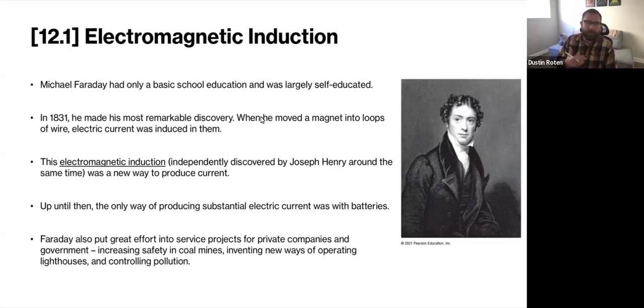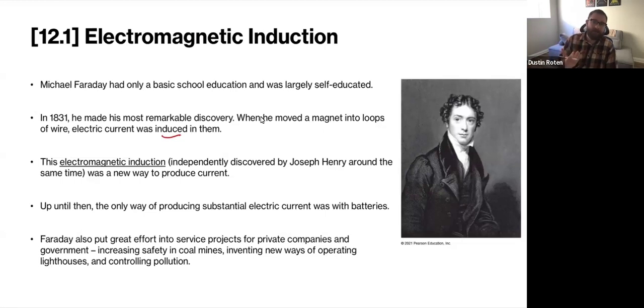But in 1831, he made a very interesting discovery when he moved a magnet into loops of wire. So instead of just getting a compass close to a wire like we talked about previously, this is more targeted and more intentional. He had a loop of wire with no current in it, and discovered that putting a magnet through this loop would cause a current to happen. So the current was induced.